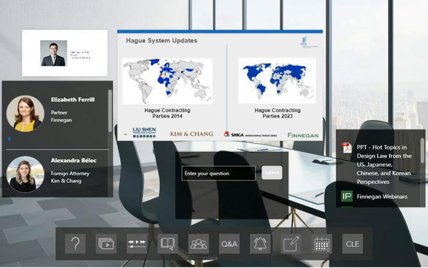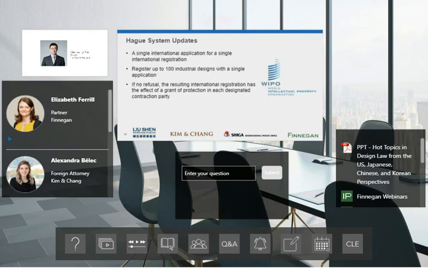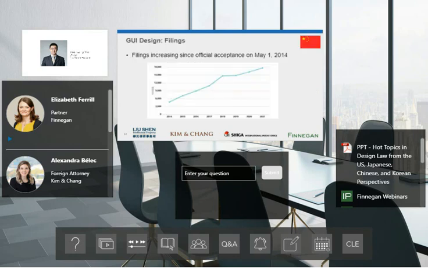Yeah. So actually, for the GUI filings, there are more and more GUI filings in China, and we believe that should be a trend for the patentee or the designer to enforce such GUI patents in China, because as I have mentioned, Shanghai courts have issued a judgment which is very favorable to the GUI designers.